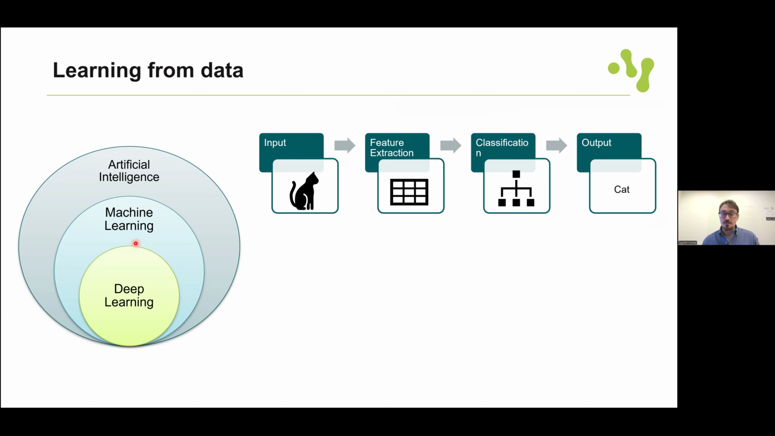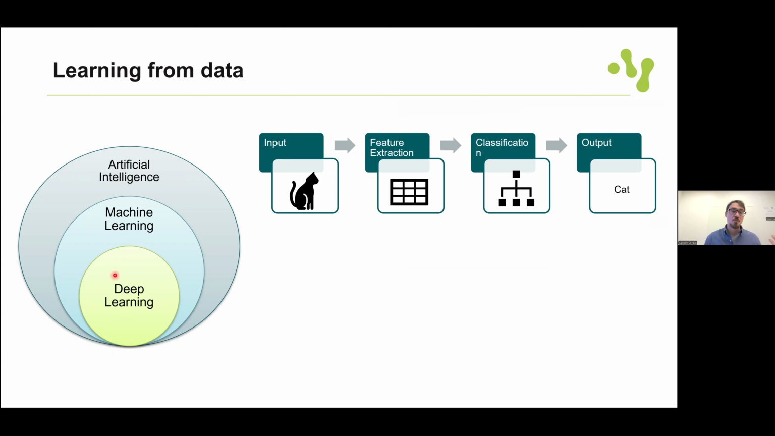Machine learning means that the machine learns the parameters from data that you show to it. So the computer has an algorithm that will learn the parameters from the data.